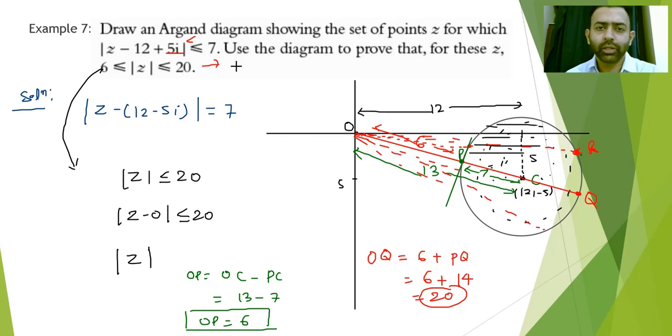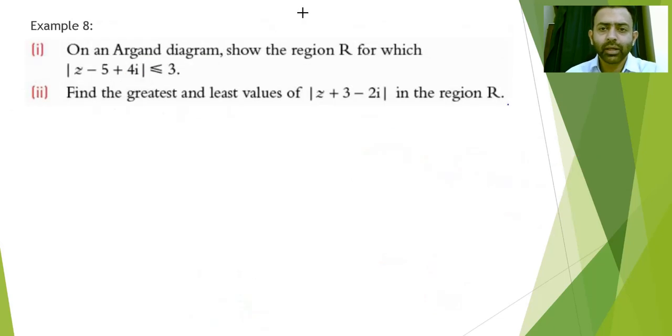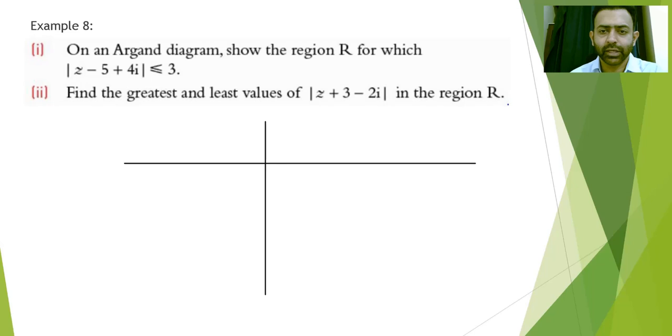So let us solve another question. This time it says that on an Argand diagram, show the region R for which, again, this is a circle with center 5 minus 4i, and its radius is 3. So let us quickly sketch this. This time it is 5 and minus 4 and the radius is 3.